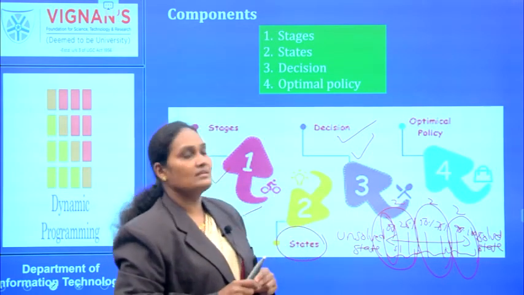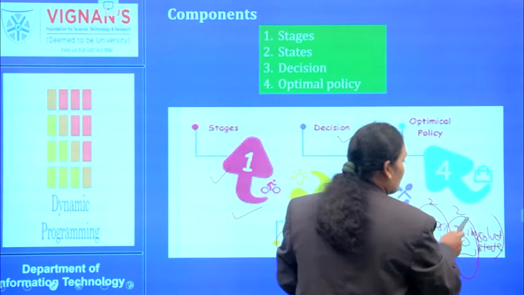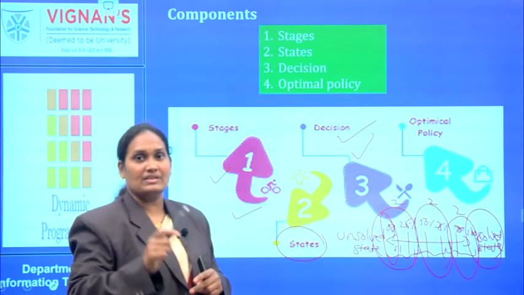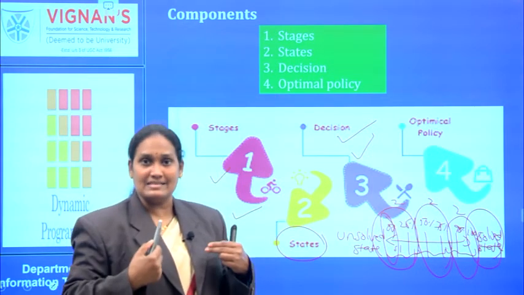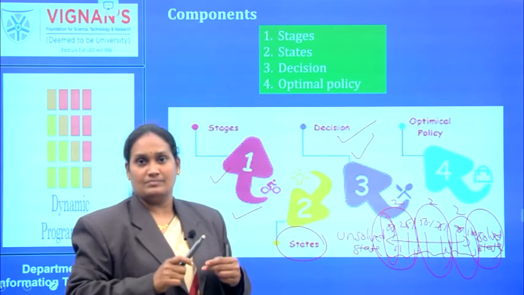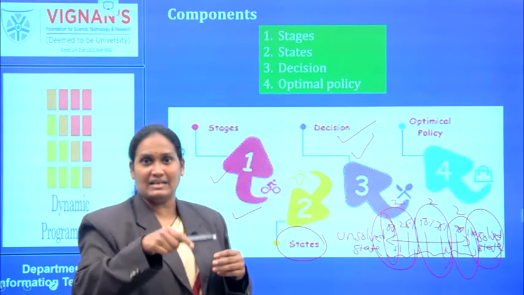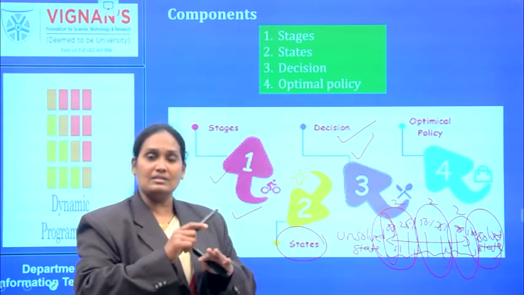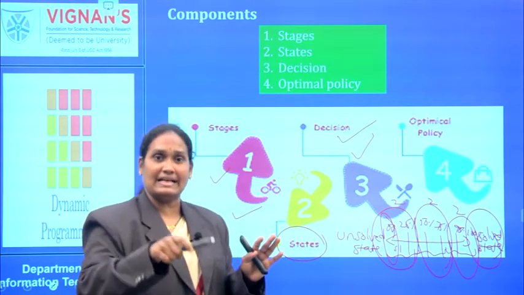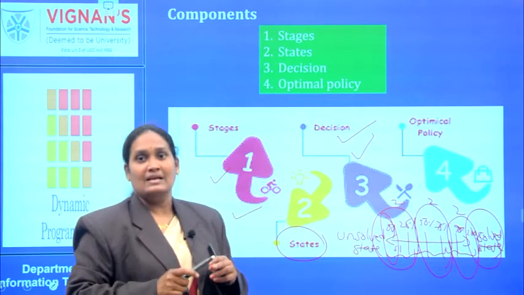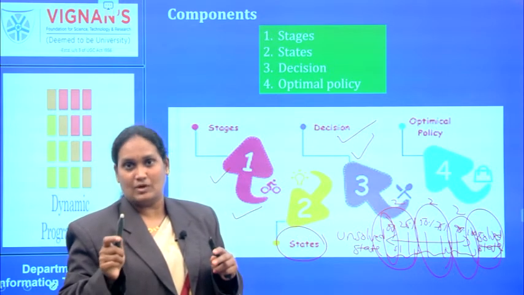And the fourth one is optimal policy. After completely solving my problem in the solved state, whether the solution I obtained is optimal or not. There may be a lot of solutions. All those which satisfy the given constraints are called feasible solutions. But all feasible solutions are not optimal solutions. The one which satisfies the given criterion function is called the optimal solution. Whether the obtained solution is optimal or not, we need to check with the optimal policy.